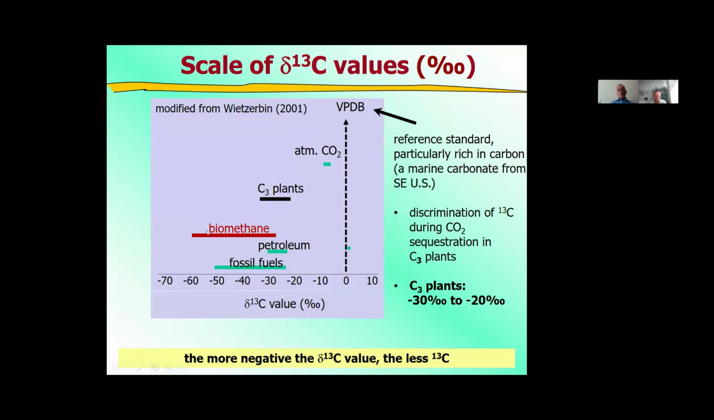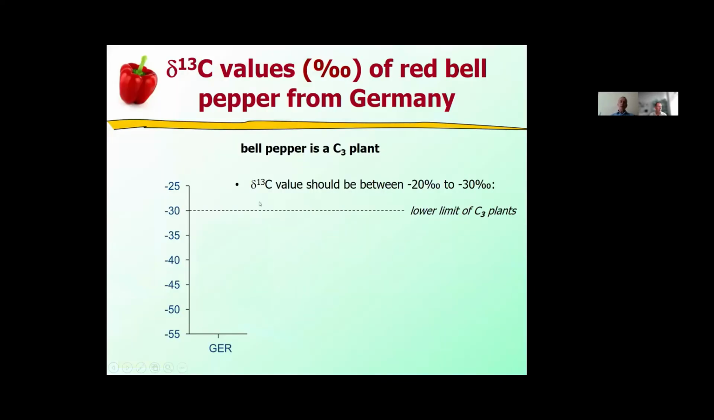Now, as I told you, the stronger bonds between heavier isotopes lead to discrimination of the 13C. The atmospheric CO2, as I showed in the last transparency, is -8 per mil. In C3 plants, you have values between -20 and -30 per mil. So you see that discrimination against 13C in the consumption of CO2. And if you look at fossil fuels like biomethane, you have an average value of -45 per mil. I will come back to these values later.